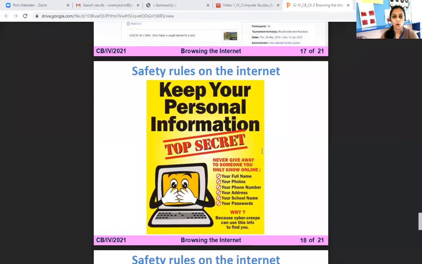So I will continue with the same. Yes, safety rules on the internet we were discussing. Why we are not supposed to disclose or display the information, as I informed: because cyber thieves can use this information to find you. They can hack you or misuse your details and do some crimes using your details, your photographs, your address or your other information, and you may be in trouble.